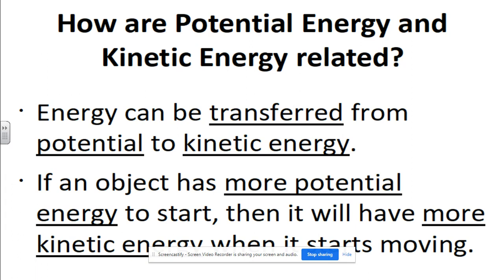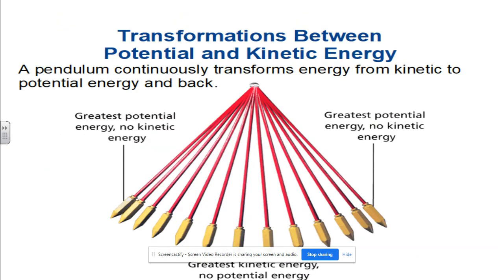Energy can be transferred from potential to kinetic. If an object has more potential energy to begin with, it's going to have more kinetic energy when it starts moving. A pendulum shows that exact same concept. Just like the yo-yo, the higher back you pull the pendulum, the more potential energy you give the system, which means the more kinetic energy the object will have.